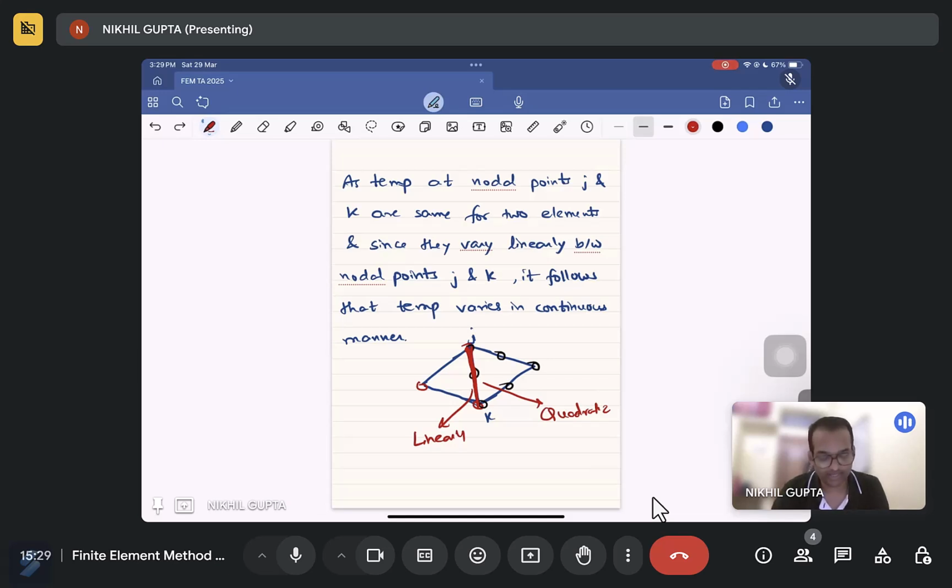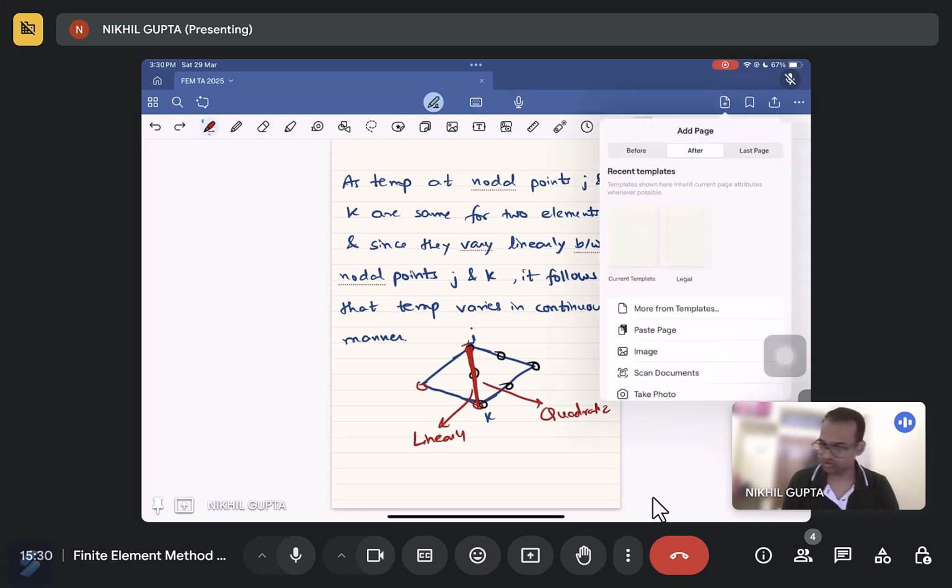So you have to take care that whenever there is a connection between two elements, each should follow the same linearity or the quadratic rule. Means the number of nodes should be the same in both the elements for the connection. Is it okay? Is it clear? Yes, yes, okay.